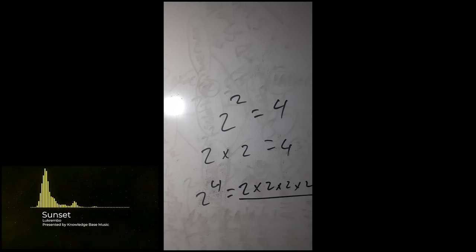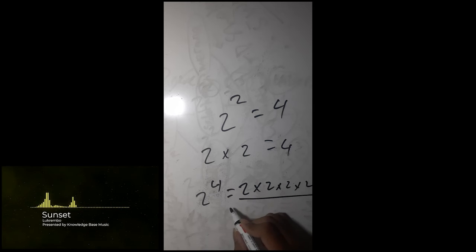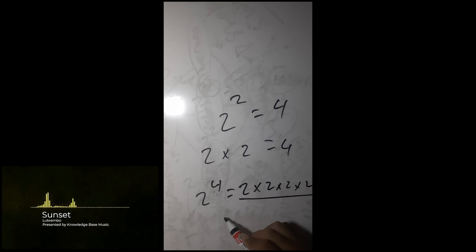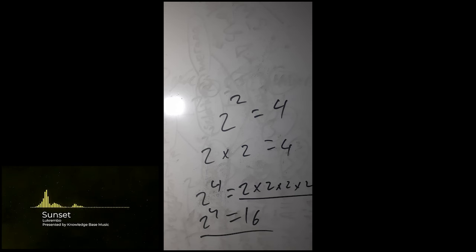We have four 2s for 2 to the power of 4. Now we're just going to count it as usual. 2 times 2 is 4, times 2 is 8, times 2 is 16. So 2 to the power of 4 is 16. That's right, there we go. See?